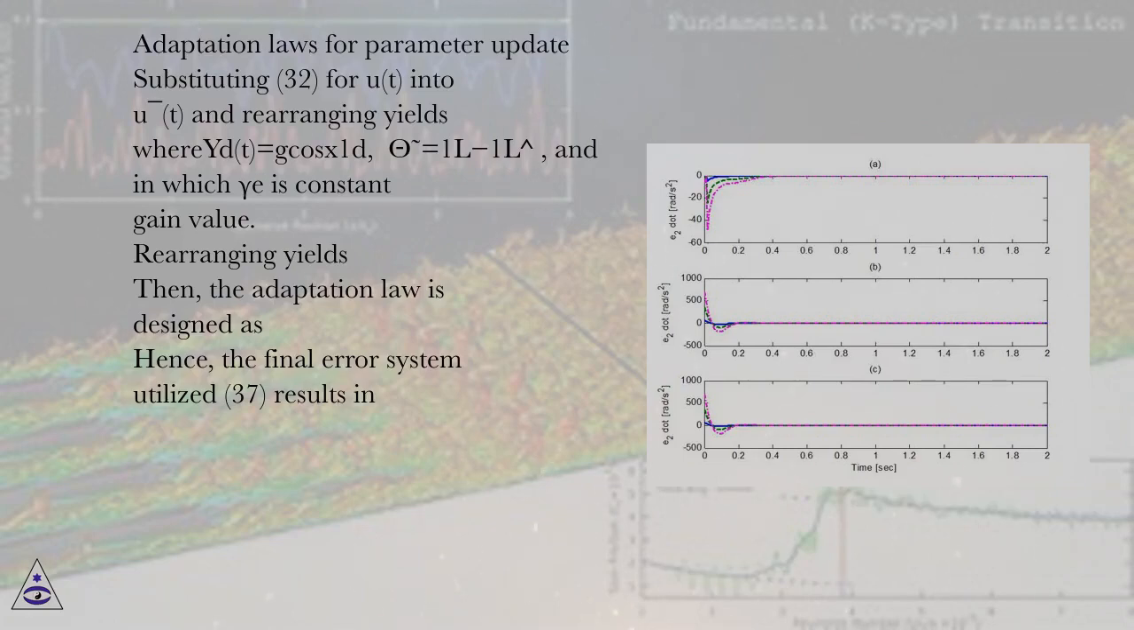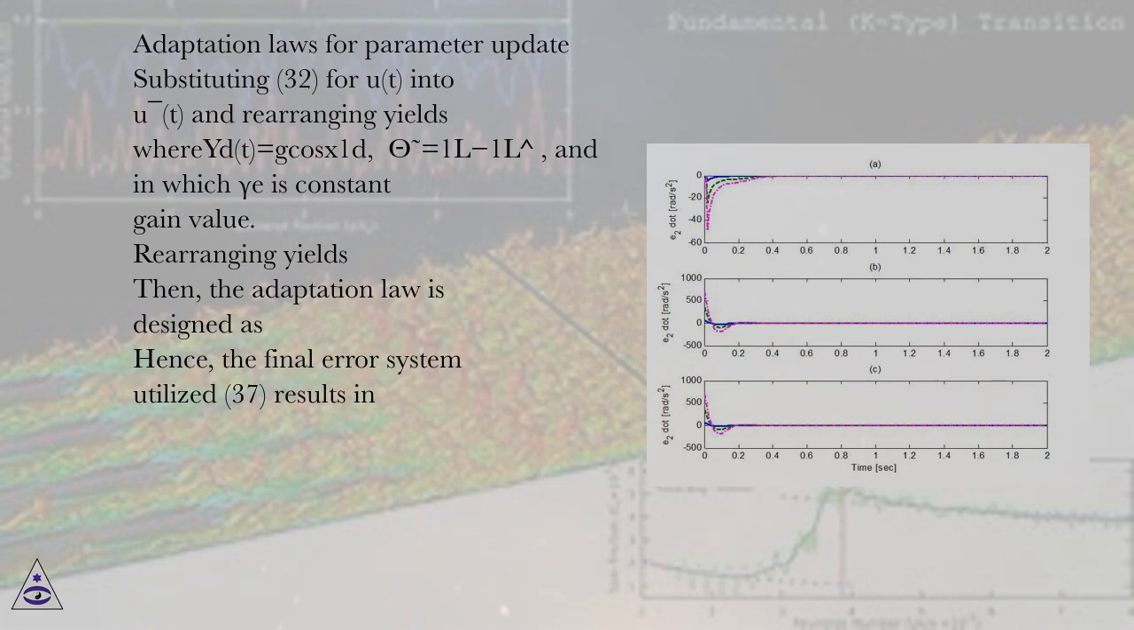Adaptation laws for parameter update. Substituting 32 for UT into U macron T, and rearranging yields, where T equals GCOSX1D, theta equals 1 over L minus 1 over L caret, and in which gamma E is a constant gain value. Rearranging yields. Then, the adaptation law is designed as.